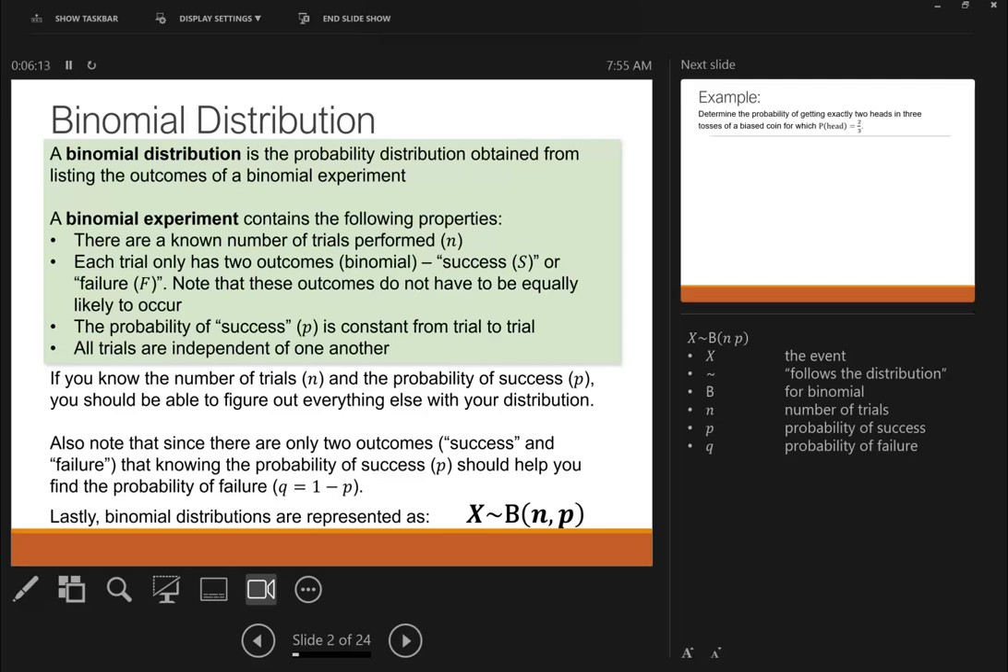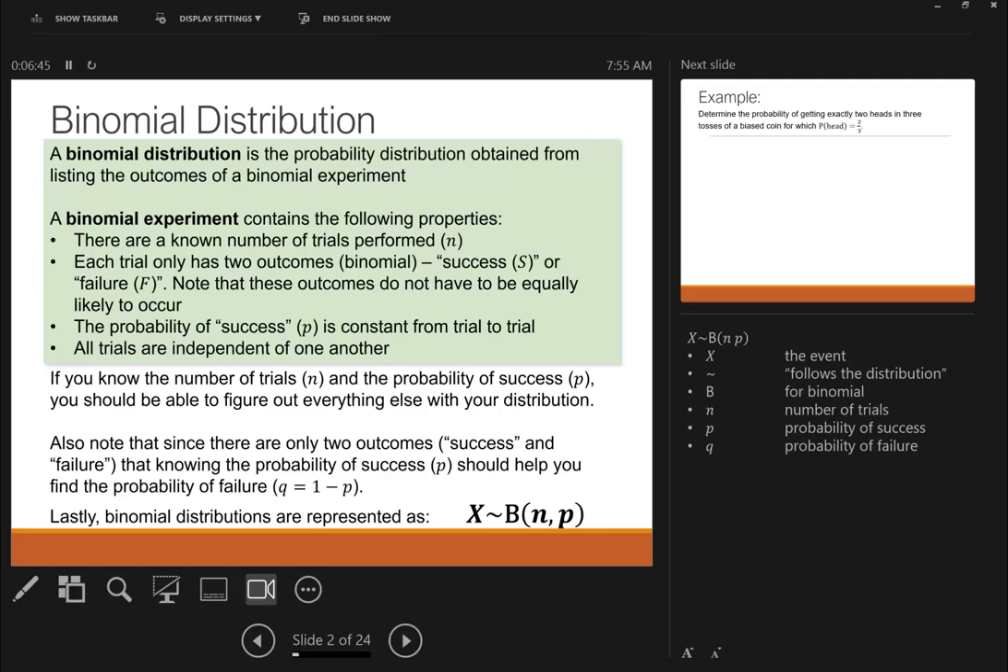And notationally, the way that we say that a random variable is represented by a binomial distribution is we write the name of our random variable, in this case the X, and we do that little squiggle, and we write the capital letter B for binomial, and we write the number of trials and the probability of success, because those are the two things that uniquely define the different types of binomial distributions.